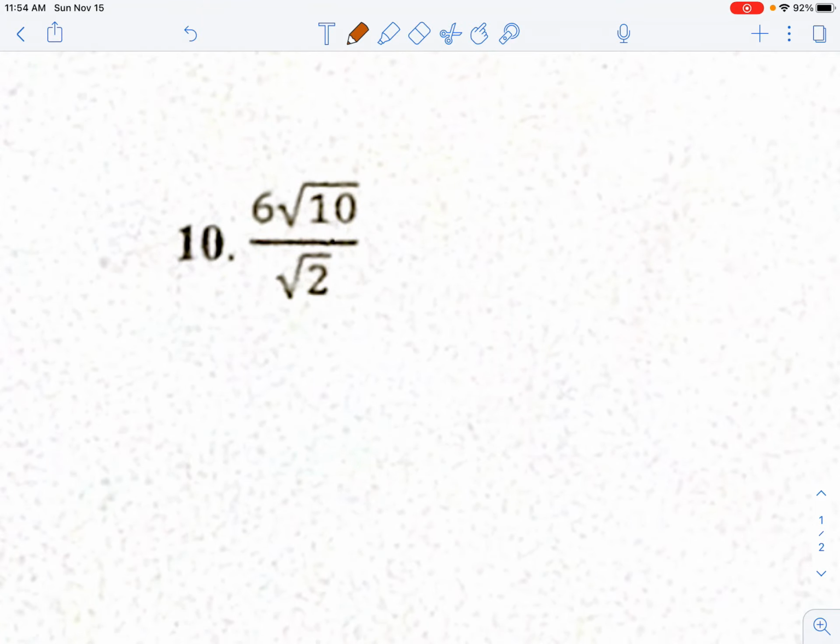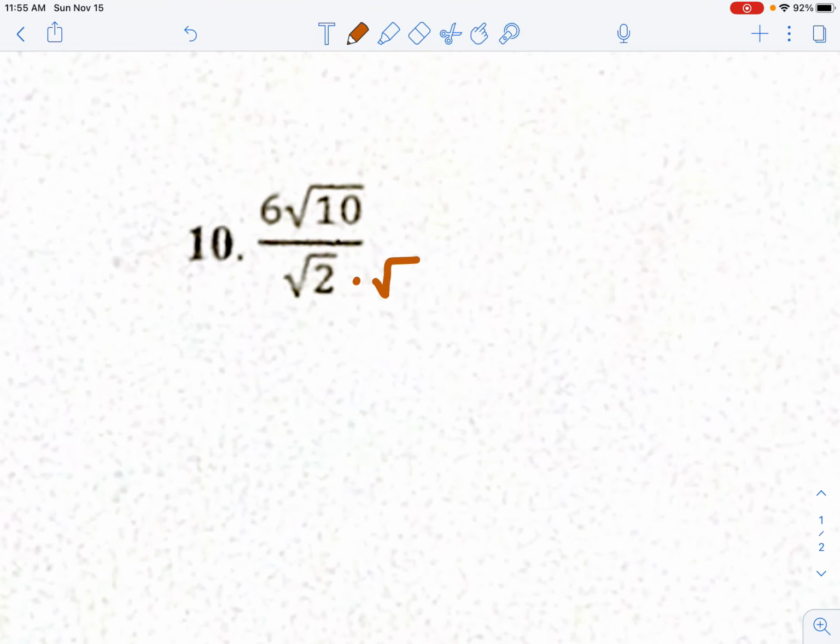Okay. Number 10, there's a couple different things we can do here, but if you notice, we've got a radical in the bottom. We don't like radicals in the bottom, so to get rid of that, we're going to rationalize the denominator by multiplying by that radical.